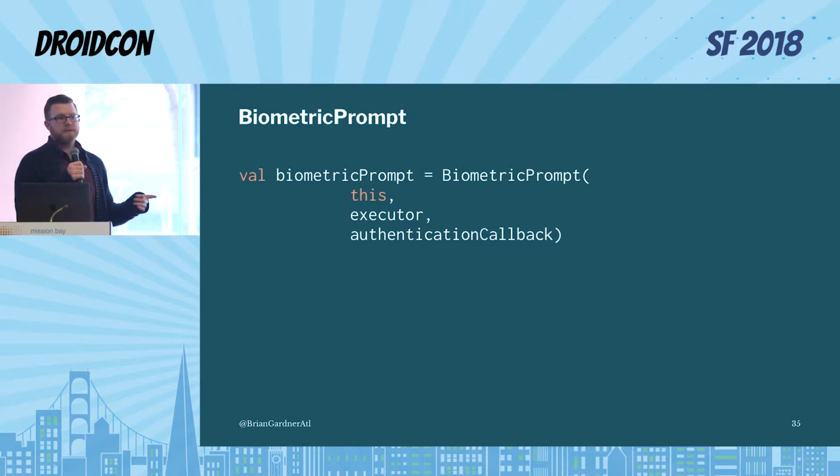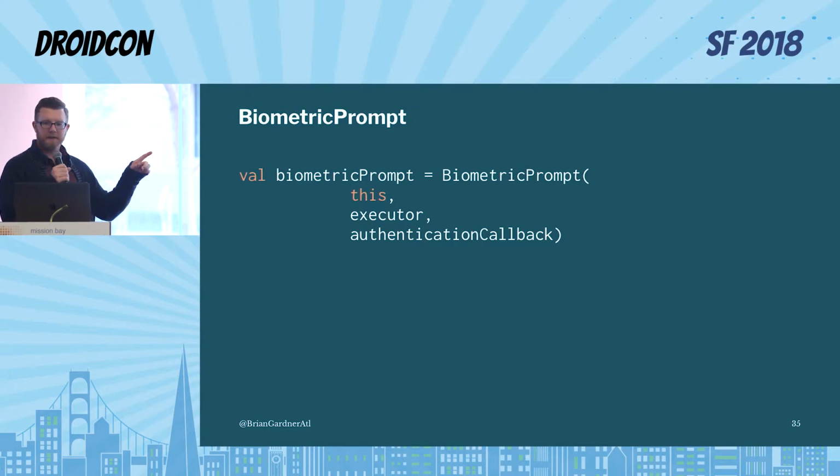One of the big differences with the AndroidX version is that it does not use a builder pattern to create the biometric prompt object. It just passes the things right into the constructor. So we pass in a context object, which is the this on this slide, your executor, and your authentication callback.